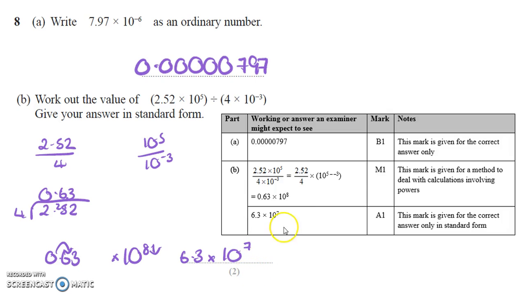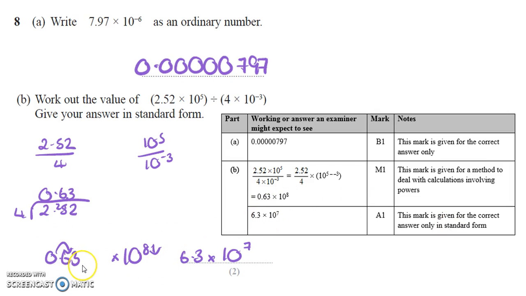Looking at the mark scheme, 1 mark for getting the first part right. Okay, pretty straightforward. The second mark is quite interesting. You get the first mark just for sorting out the powers. So just by doing this part here, you pick up the first mark, getting 10 to the 8. And then the second mark comes from adjusting your final solution to make it a number in standard form. So the mark is given for the correct answer only in standard form. So you have to get it right and also obviously adjust it correctly.